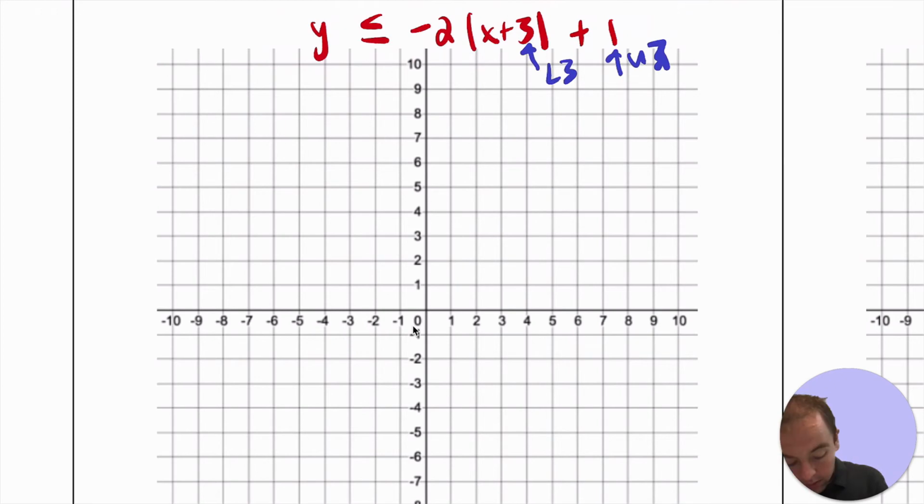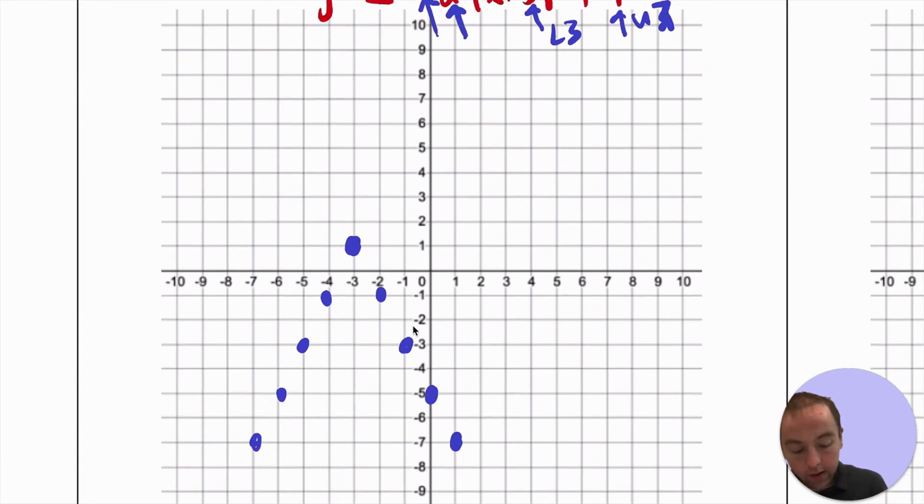So I'm going to first identify where the vertex of the V-shape is going to be. And then we also notice that the negative is going to reflect the graph in the x-axis, and we're also going to stretch vertically by a factor of 2. So the graph's going to go upside down and also get stretched by this factor of 2. It's going to look exactly as I have it graphed and sketched out here.